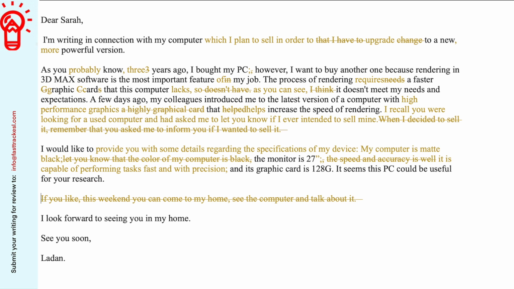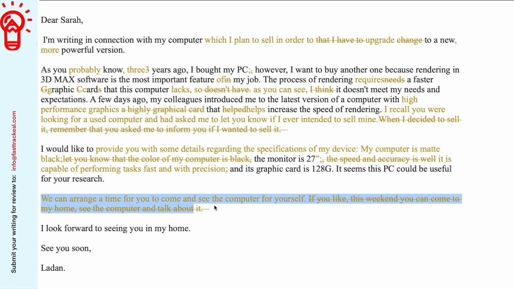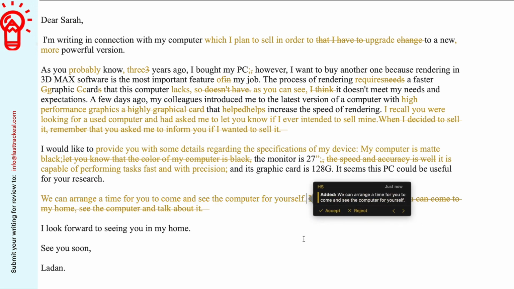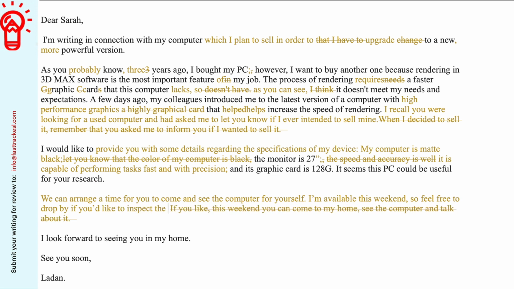Let me rewrite this all together, right? So we can do something like this. We can arrange a time for you to come and see the computer for yourself. Okay, so that's my topic sentence. That's the sentence that's signaling what this paragraph is going to do. So now I'm going to give the other person my availability. So I'm going to say, I'm available this weekend. So feel free to drop by if you'd like to inspect the PC and ask me any questions you may have.